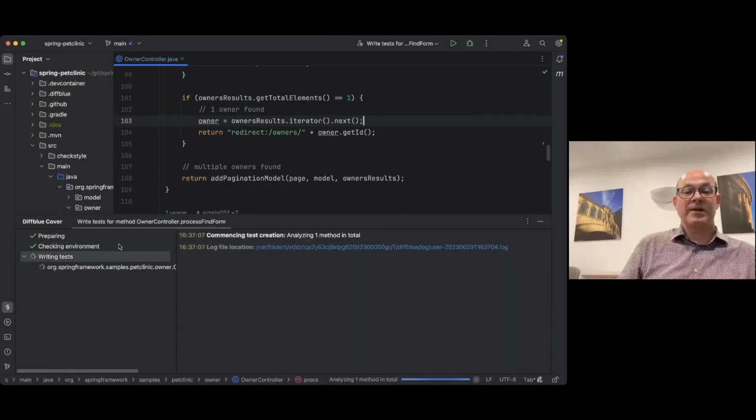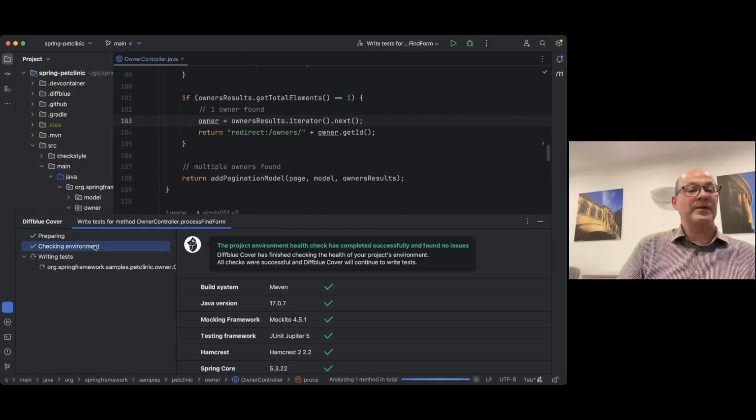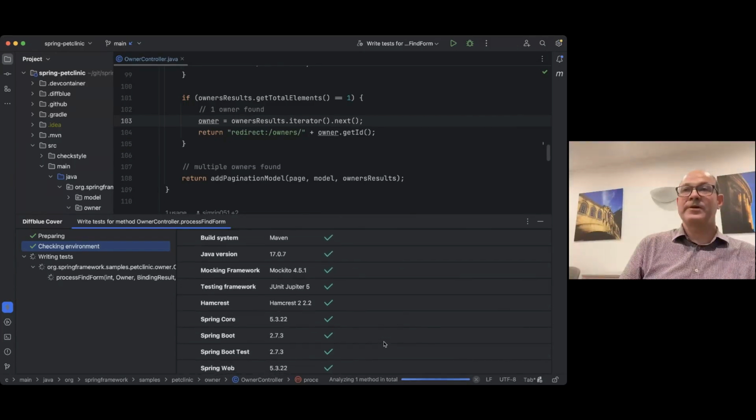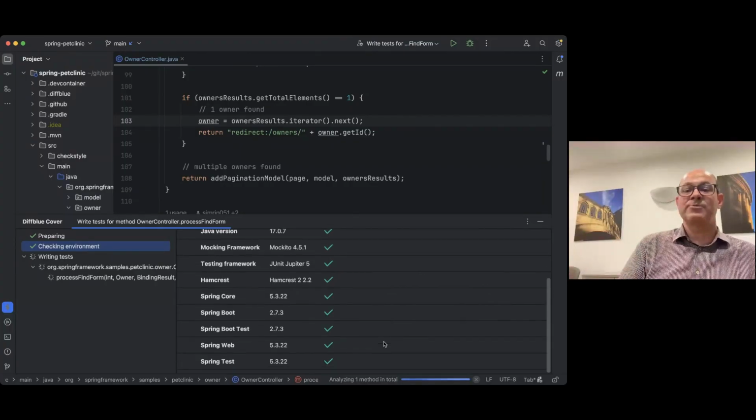So again, this is running entirely locally. That went fairly quickly. We do an environment check. We want to know what build system this is, what version of Java, and all the other things, so that we can write correct Java code, right? It's no good writing JUnit 4 if you've got JUnit 5. So we need to know all this information. We get that from the environment, so the product basically configures itself.